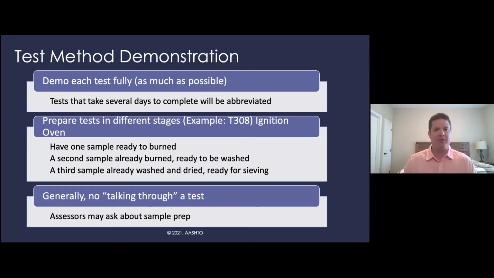But going back to preparation, for some of the tests like the ignition furnace, you can have a cooking show setup: basically put a cake in the oven, reach down below and pull out the finished cake. So you can have one sample that's warmed up, ready to be burned, a second sample that was already burned and ready to be washed, and then a third sample that was washed and dried and ready for the sieving portion of T30. So that saves a lot of time. That way we're not waiting around again for those situations.